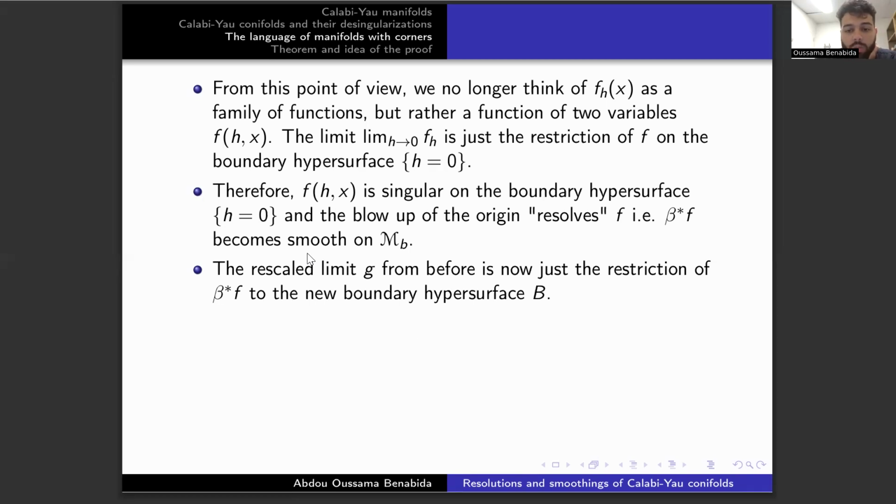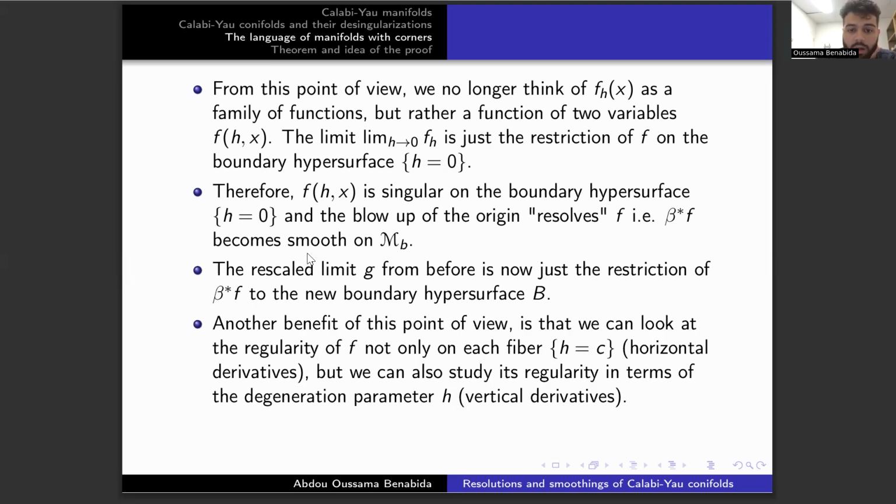This will be a whole new point of view of thinking of these degenerating problems. Another benefit of this point of view is that we can look at the regularity of F not only. So here we are saying that FH is smooth. So this means that it's smooth for each H, but we can look at derivatives in the other direction, in what I call here vertical derivatives. So we can study the regularity not only on each fiber, but also in terms of the degeneration parameter H, or the other boundary defining functions for the new face hypersurface B.